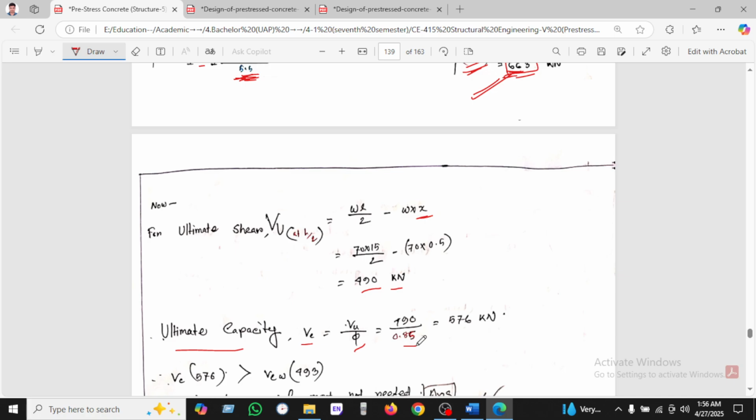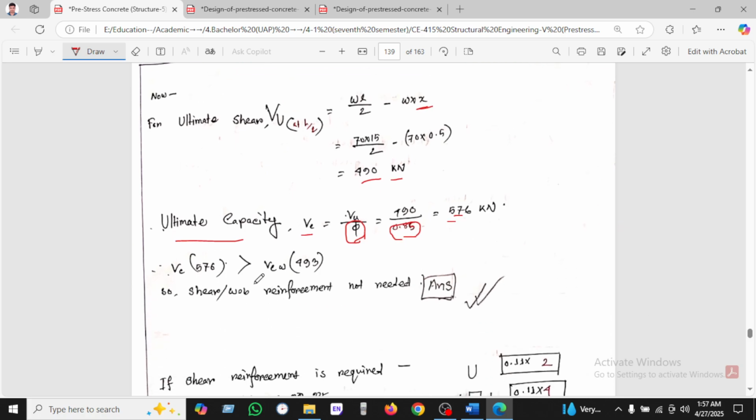Why are we dividing by 0.85 instead of 0.75? As I have already mentioned, in RCC or RC structures we use the multiplication factor 0.75, but in contrast, as we are calculating the prestress, we take more safety, which is 0.85, which is greater than 0.75. Okay, so ultimately we have found the ultimate capacity, 567 kilonewton.